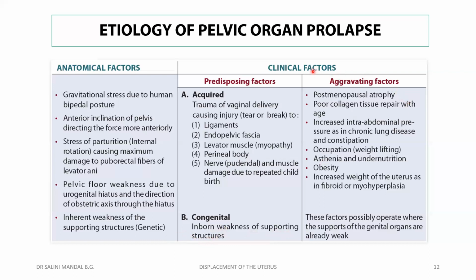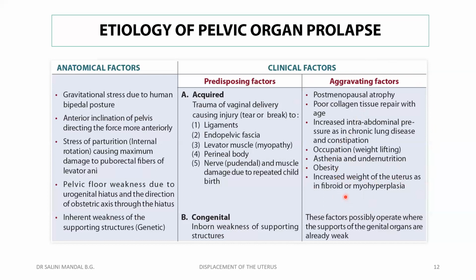Now, next, the clinical factor we are going to deal with is the aggravating factors. In case of aggravating factors, the first one is postmenopausal atrophy, poor collagen tissue repair with age, increased intra-abdominal pressure, as in chronic lung disease and constipation, then occupation, that is weightlifting, asthenia and undernutrition, obesity, increased weight of the uterus, as in fibroid or myohyperplasia. Okay, so these are a few aggravating factors.